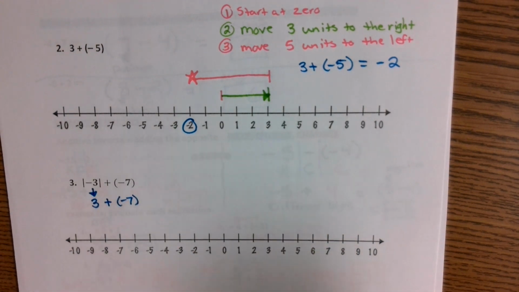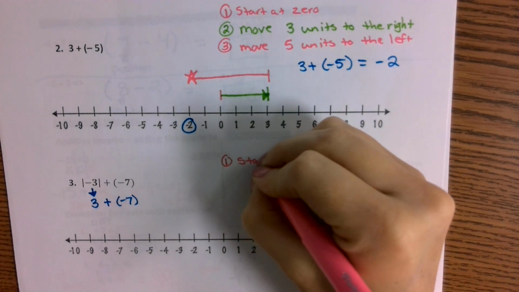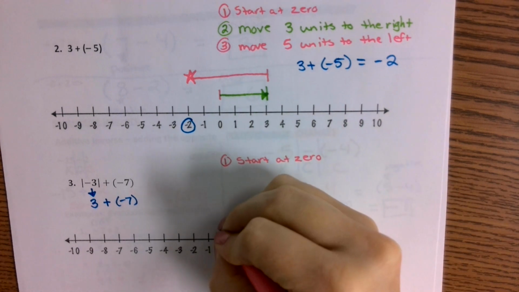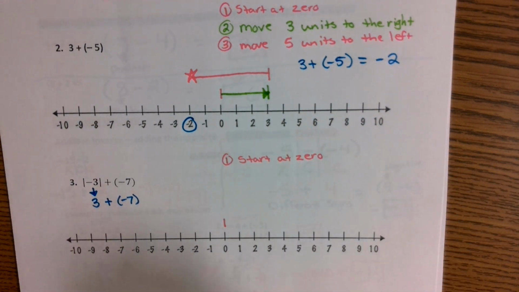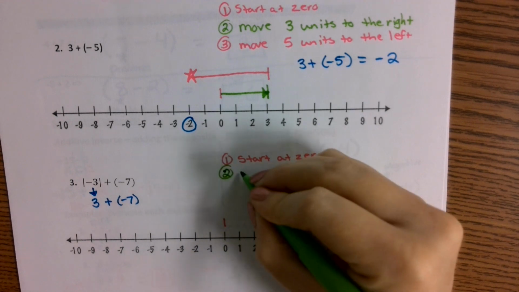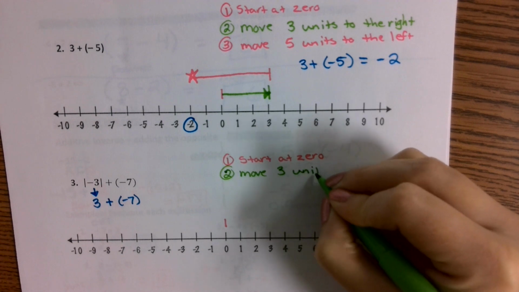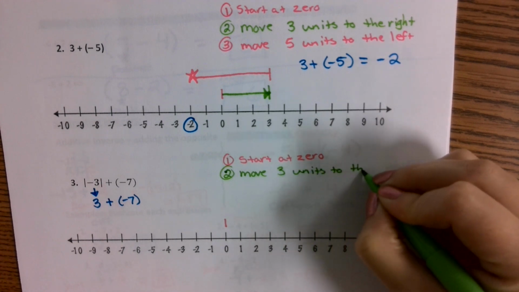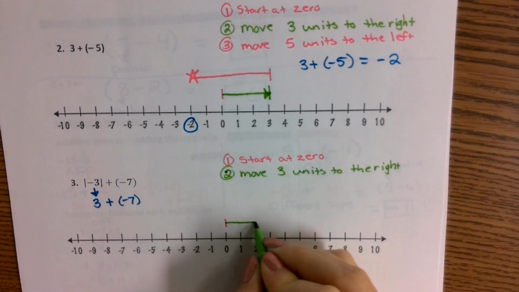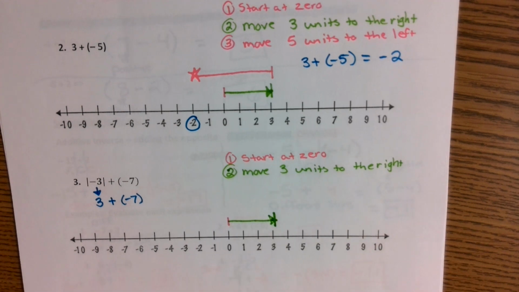3 plus -7. Again, our very first thing to do is to start at what? 0. We start at 0. Always, always, always start at 0. From there, we're going to move 3 units to the right. That's 1, 2, 3. That's where we're going to stop there.